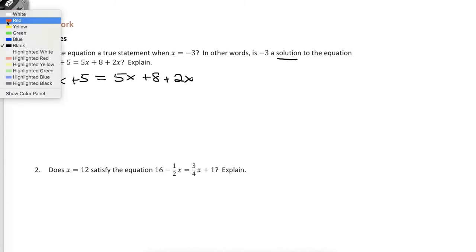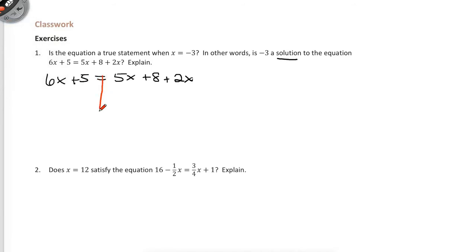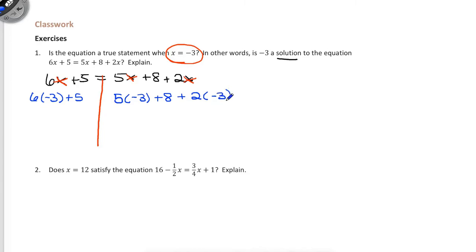Now this time, we're going to draw a line right down the center. I want to play it like two different equations and see if I get the same answer at the end. So I'm going to swap out this x and this x for -3. So we get 6 times -3 plus 5. And over here, I'm going to get 5 times -3 plus 8 plus 2 times -3.